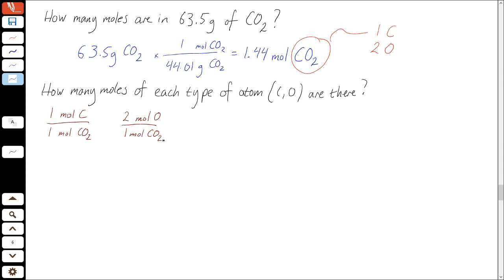So to answer this question, we have to do 2 calculations. We can take that 1.44 moles of CO2 and multiply it by a factor that cancels the moles of CO2 and instead gives us the moles of whatever atom. Those are those factors we just wrote. So there's 1 mole of C per mole of CO2. So that means that we should also have 1.44 moles of just C.